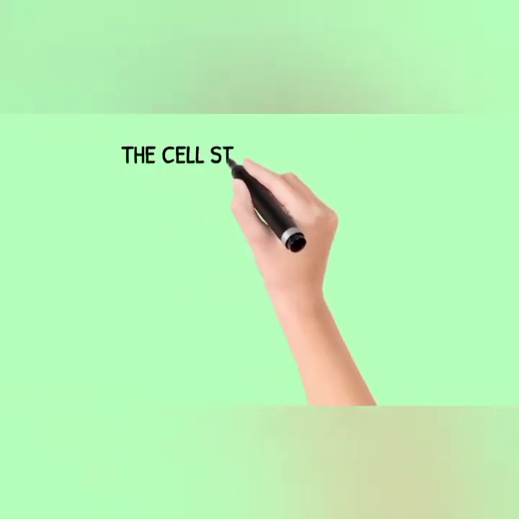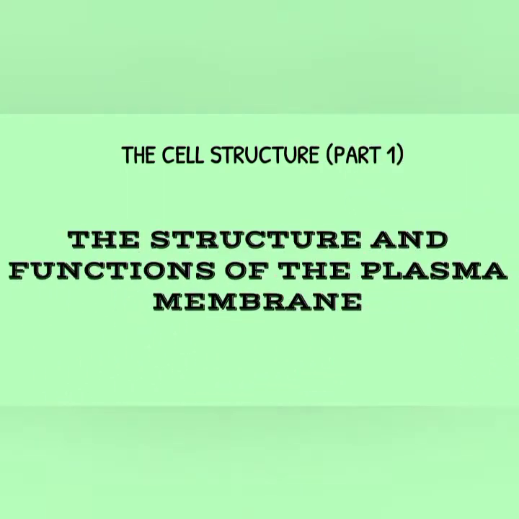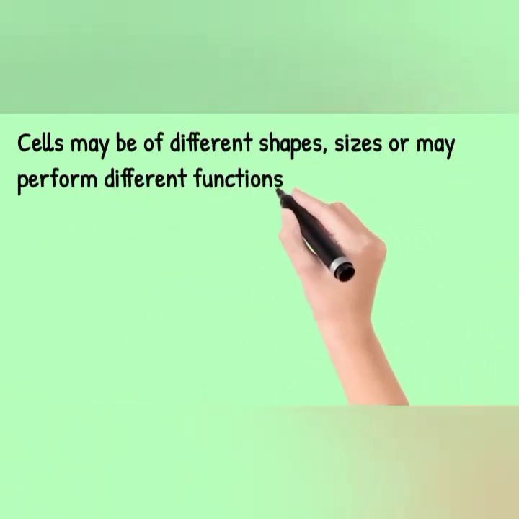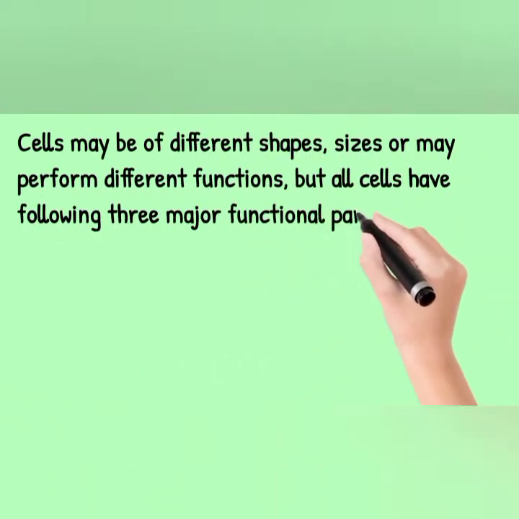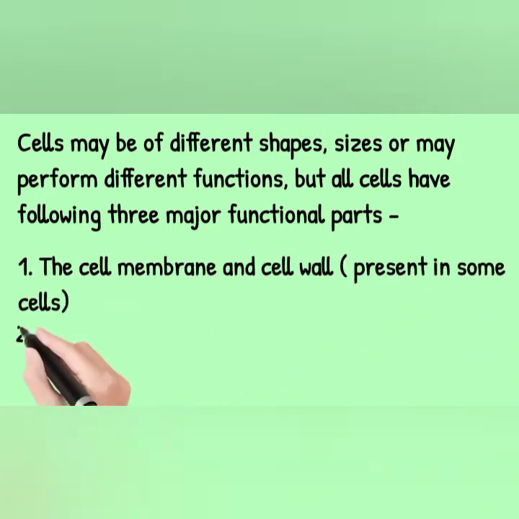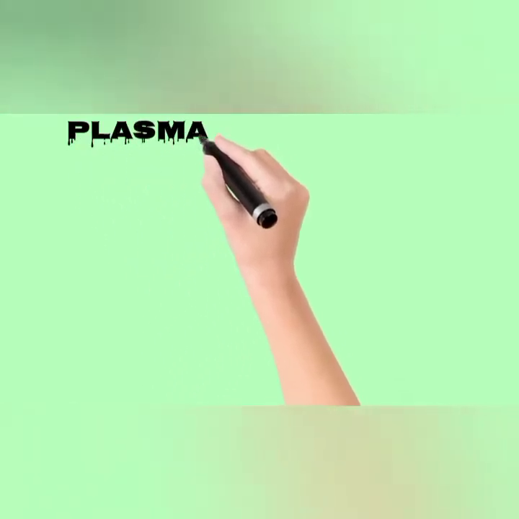So today we are discussing the structure and functions of the plasma membrane. Now all cells, irrespective of the shape, sizes or the functions they perform, have three major functional parts. Number one, the plasma membrane and the cell wall present in the plant cells, the nucleus and the cytoplasm. In this video, we will be discussing the plasma membrane.